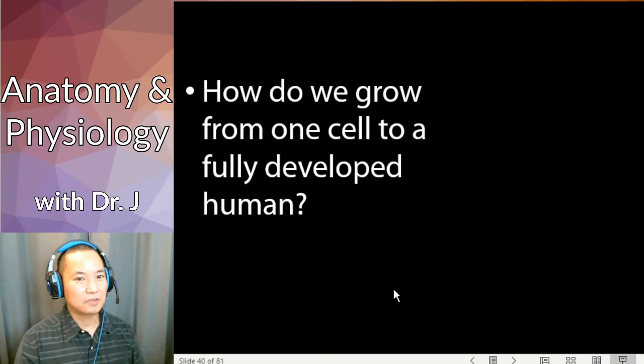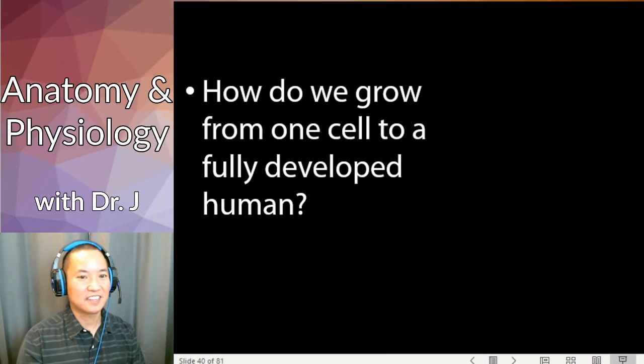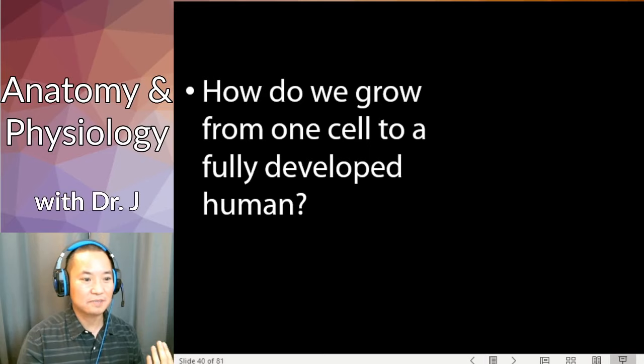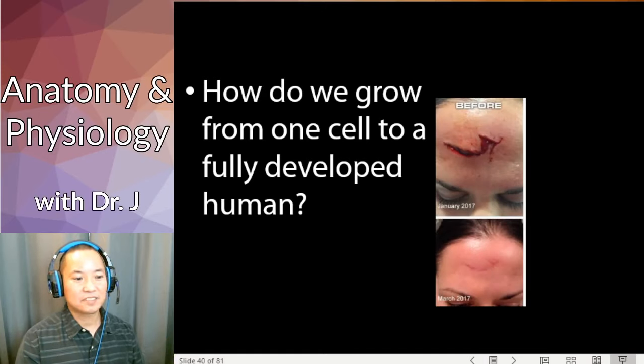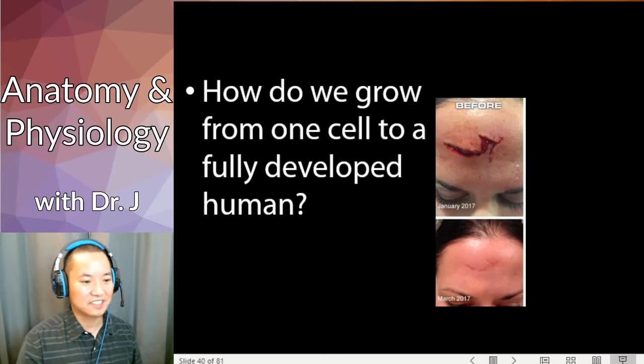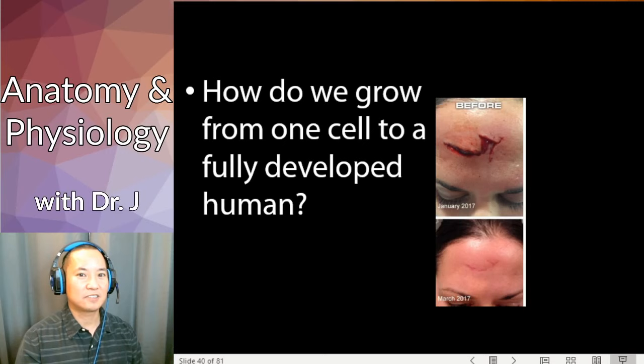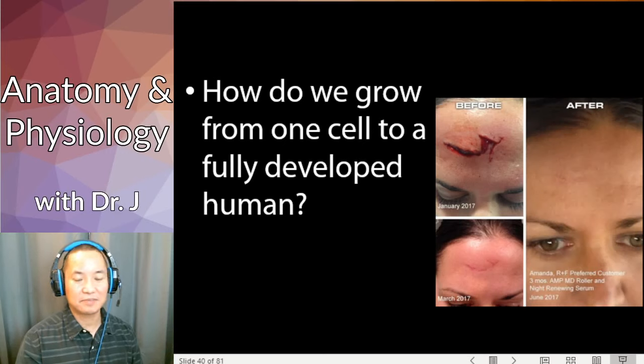And not only how do we go from one cell to a fully developed human, but remember, are the cells in your eyes the same as on your skin, as your muscles, as your neurons? They're different types of cells. But do you just grow to a certain point and grow no more cells after that point? What if you get injury? Well, we do have an ability to heal certain wounds, right? Here, she lost a bunch of epidermal cells and some subcutaneous cells, but eventually she regenerated cells to repair that wound.